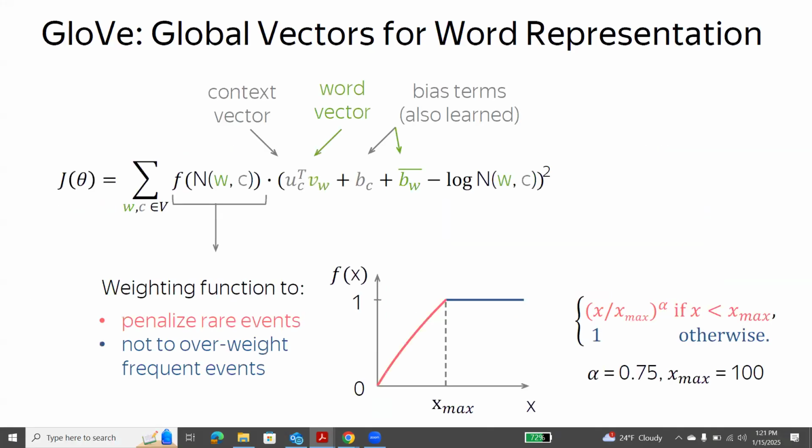So this is the loss function for the GloVe model. It uses the counts, like in count-based models, the counts of frequencies of word and context. But at the same time, it trains embeddings. You can see that if you don't look at the bias terms, this function minimizes the difference between counts and embeddings.